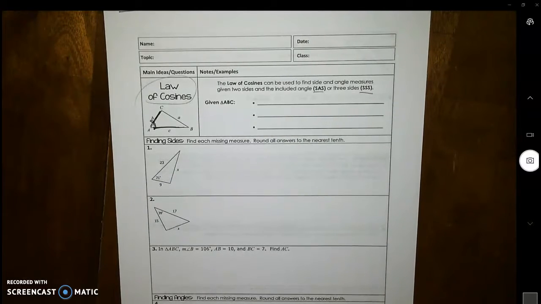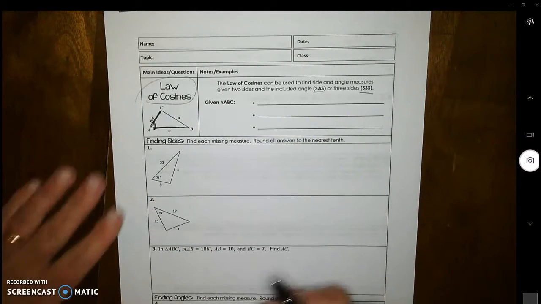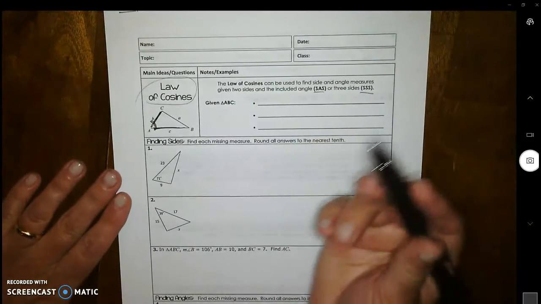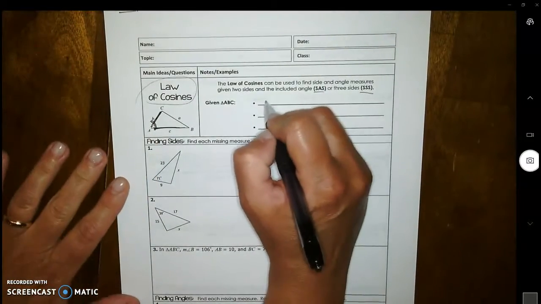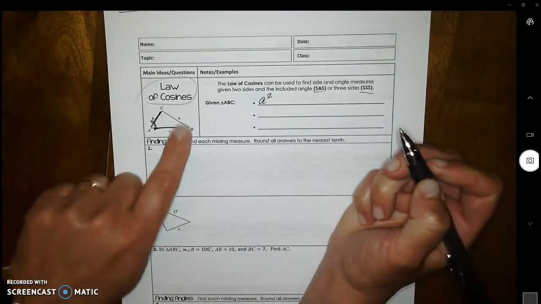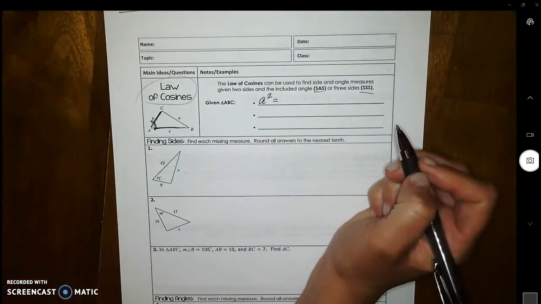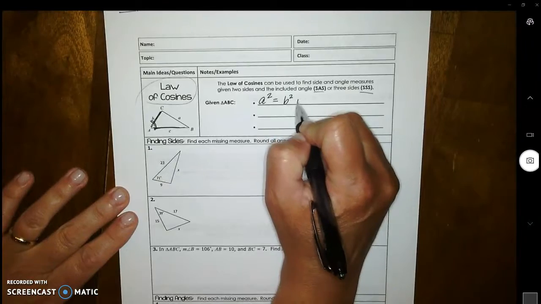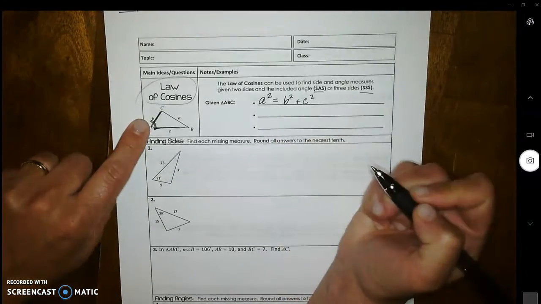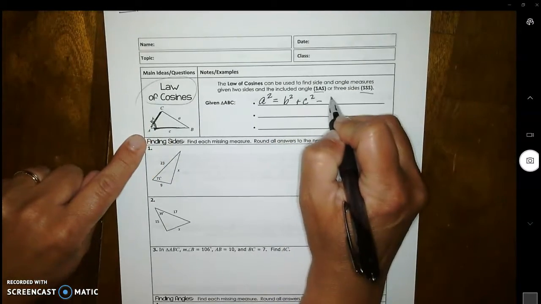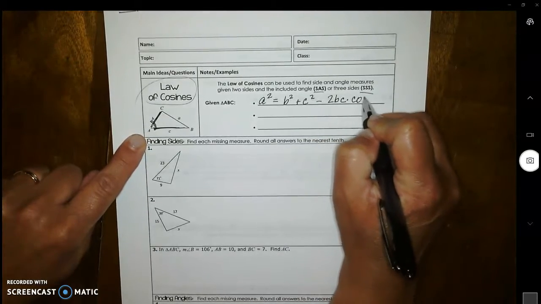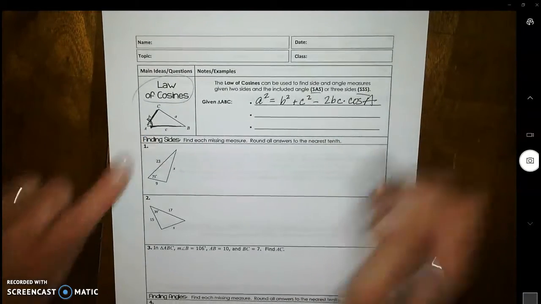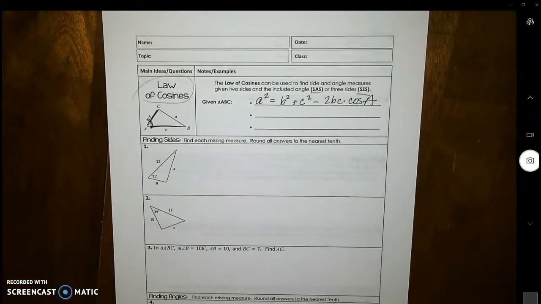Okay, so let me just show you what the law of cosines looks like. This is kind of an easy way to help you remember or get it memorized as well. First, you take a squared and set it equal to b squared plus c squared. So again, I know b and c. I'm going to subtract 2 times bc times the cosine of angle A. By the way, this is derived from the Pythagorean theorem, okay?